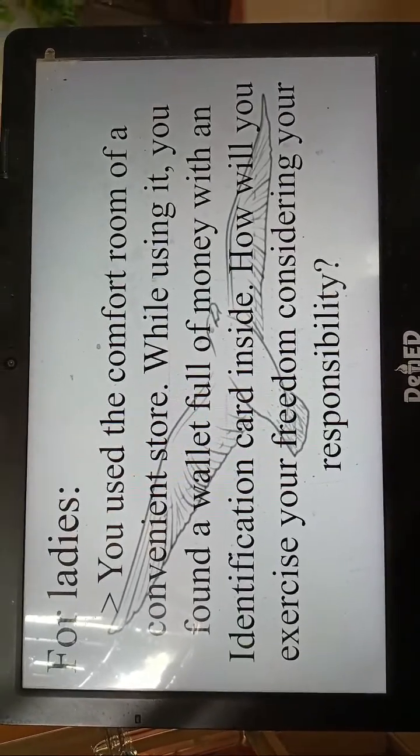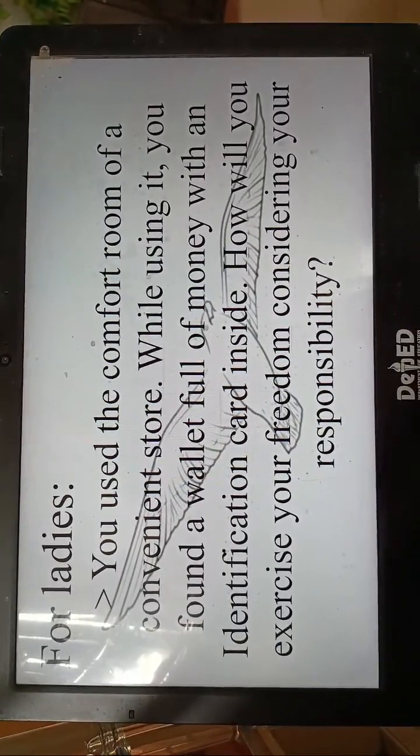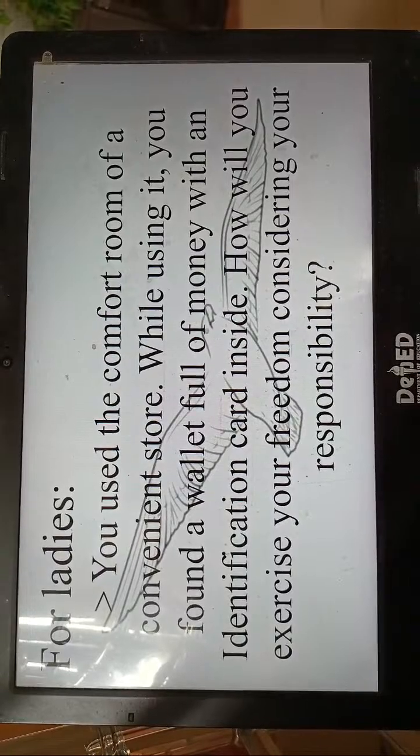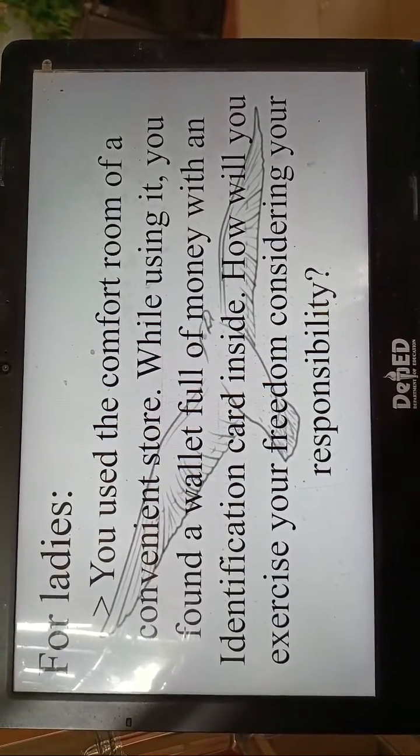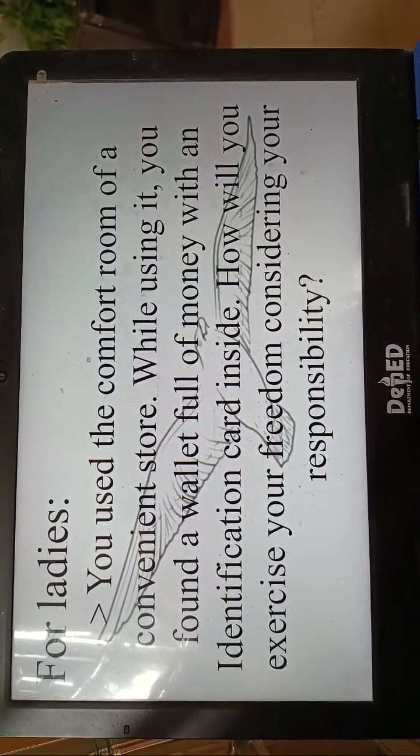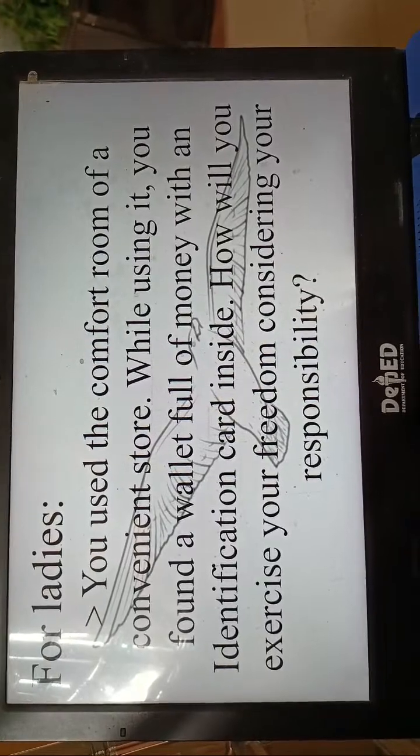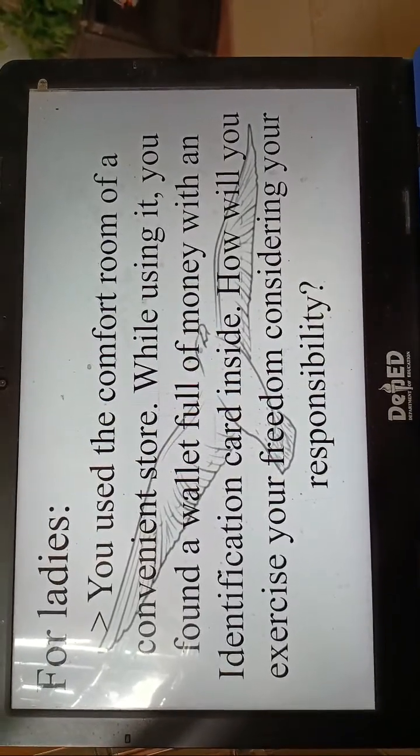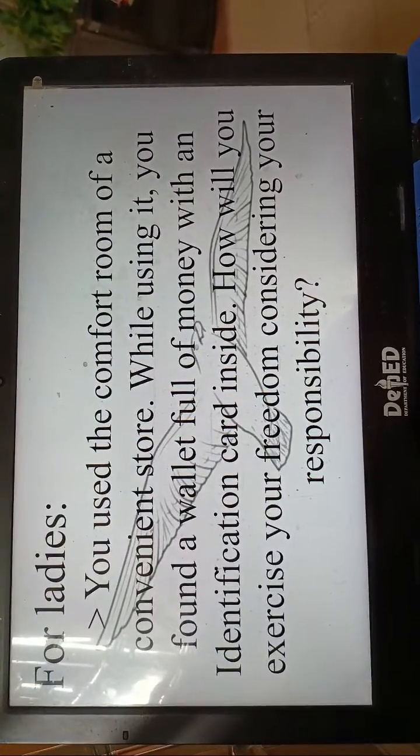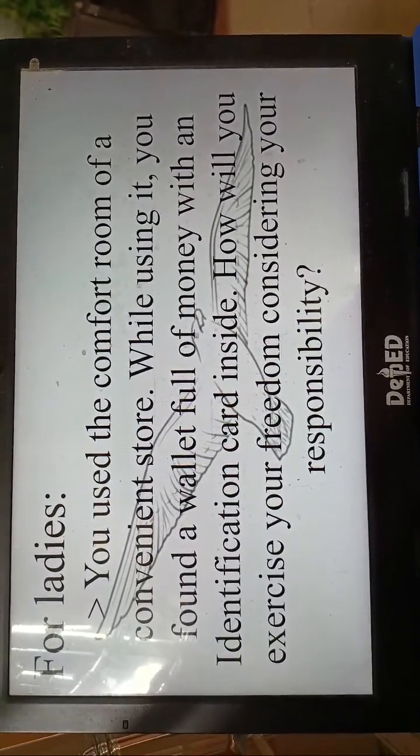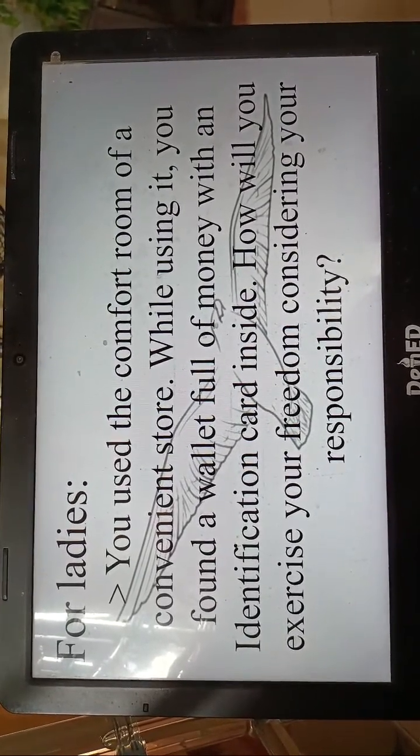For the ladies, your situation is this. You used the comfort room of a convenience store. While using it, you found a wallet full of money with an identification card inside. How will you exercise your freedom considering your responsibility? Will you keep it or will you return it, and to whom? Give me your answer in your 1/2 sheet of paper.